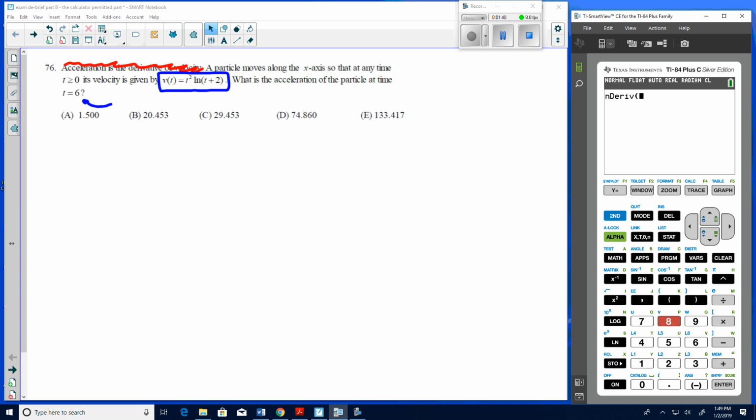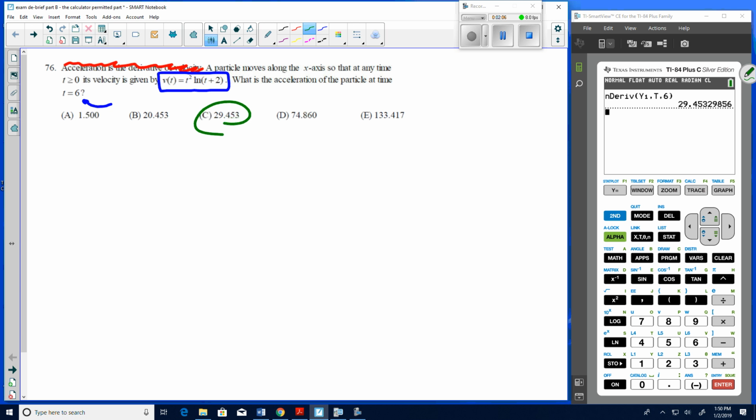We need 3 inputs. We need the function, which we called y1. We need the variable, which we called t. And then we need a particular value at which to find the derivative, and that would be at 6. So we dump all those in there. We get the answer 29.453. Okay, so that's the answer.